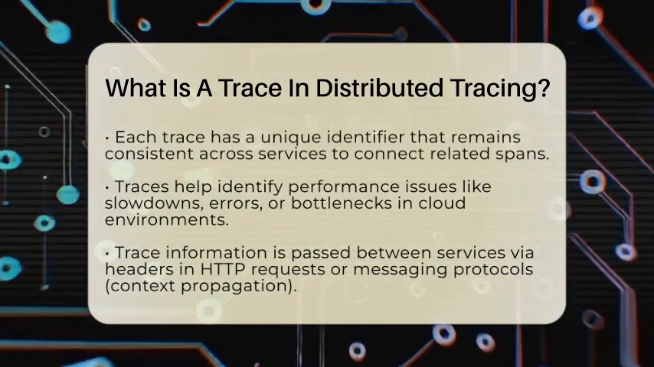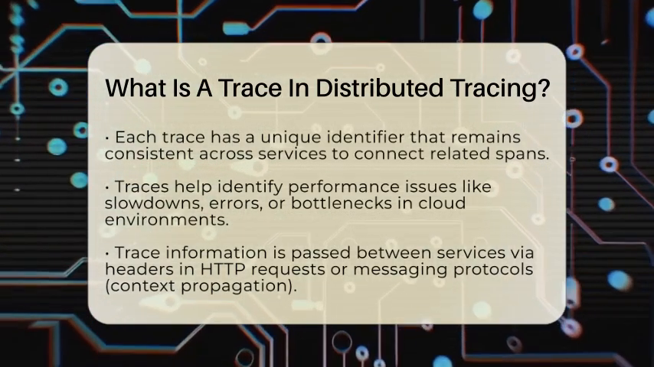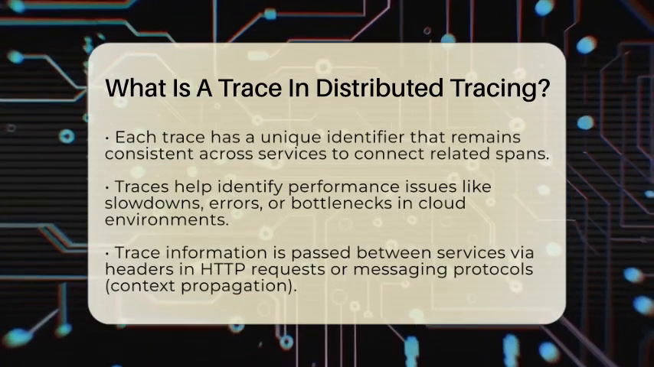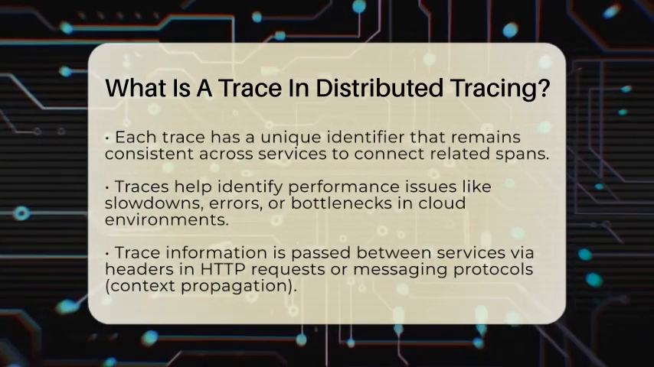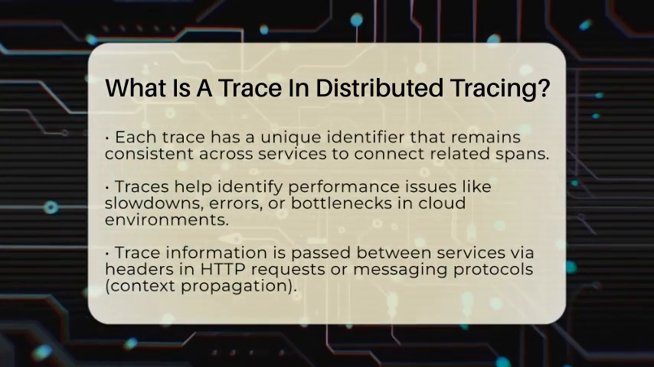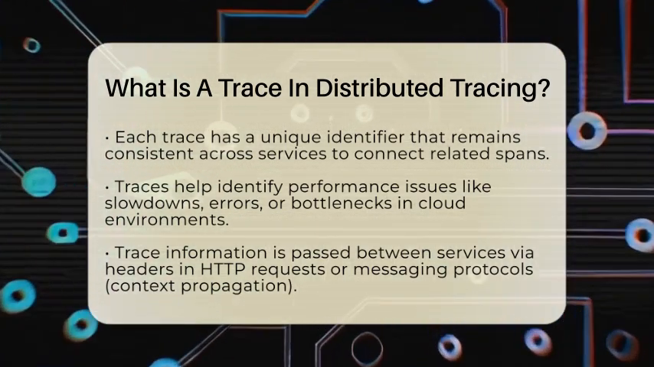Every trace has a unique identifier called a trace identifier. This ID stays the same as the request moves through different services, making it easy to connect all the spans belonging to that request. Distributed tracing tools use this ID to gather and organize data, giving a clear picture of how requests flow through complex cloud environments.